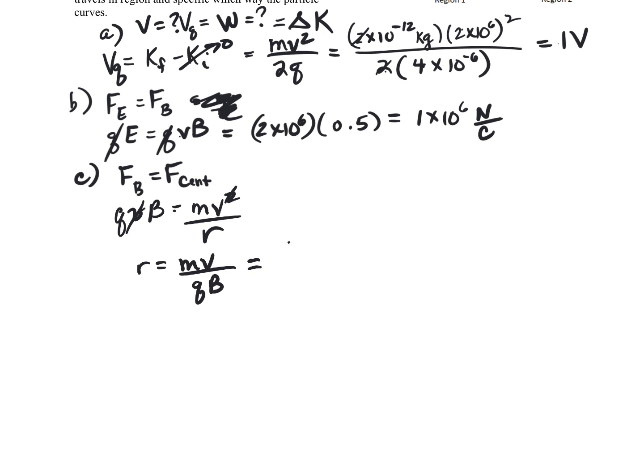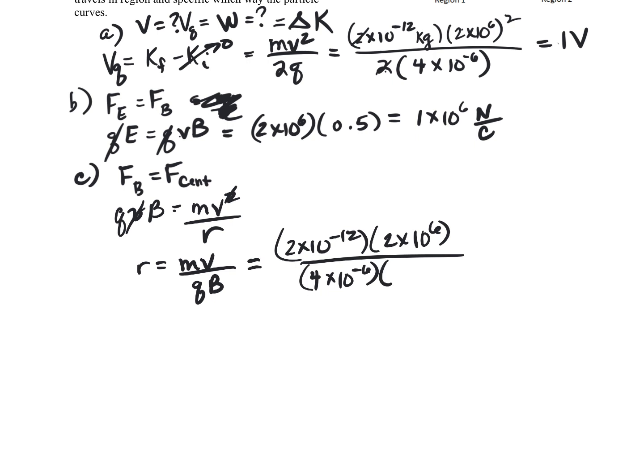So that would be 2 times 10 to the negative 12. Velocity was 2 times 10 to the 6th. Q is, what did we say? It was 4 times 10 to the negative 6, and 0.5. So we get 2. Yeah, really we get 2 meters. It's a 2 meter deflection.